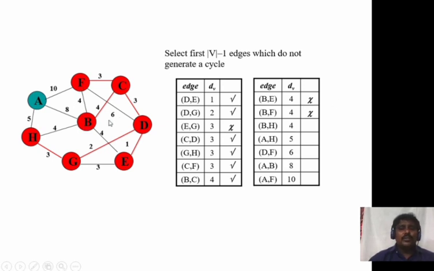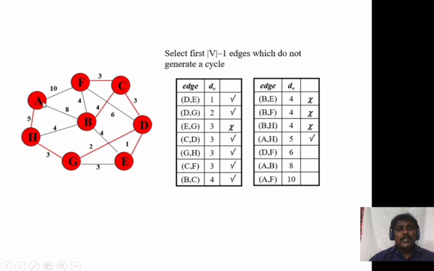Next, B to F also I will not consider. Why? Because if I take B to E and B to F, then it will become a closed diagram. So I must not use the closed diagram. I must only consider the open diagram. So I have put a cross mark for both of these. Next, B to H. B to H also, if I consider it, then it will become a closed diagram. So I have put a cross here.